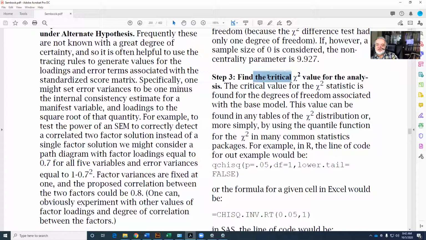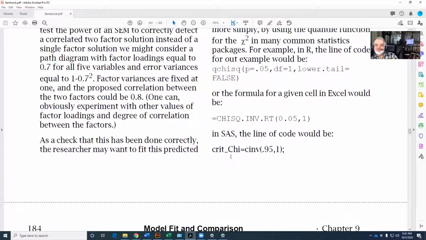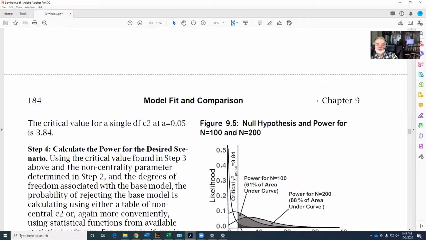All right, so the next thing I do is to find the critical chi-square value for that analysis. So inside of R, for example, I'm going to say, give me the chi-square distribution value for p equals 0.05 for 1 degree of freedom. Or if you're playing with Excel, here's the formula I need to find for the inverse of that. If you're using SAS, this is my little formula call. So the critical value for a single degree of freedom chi-square at 0.05 is 3.84.